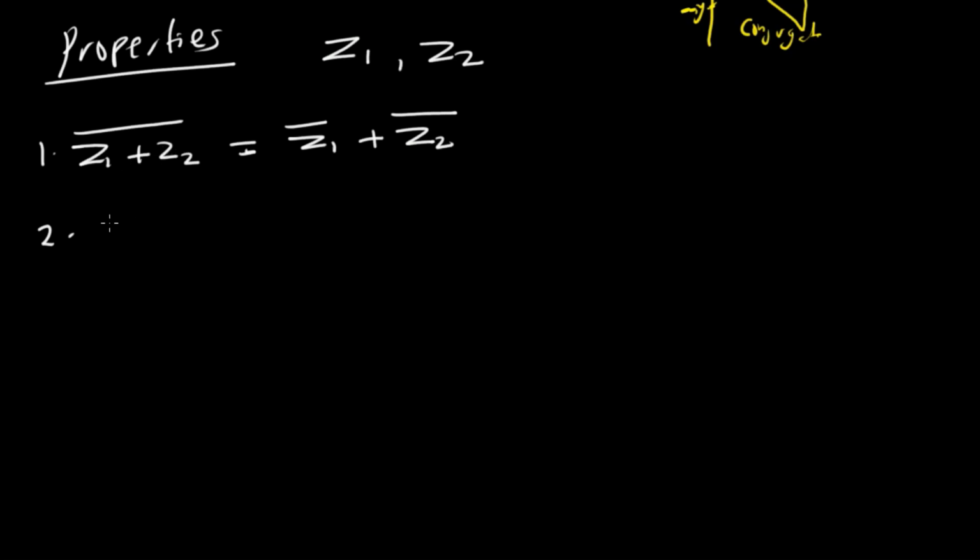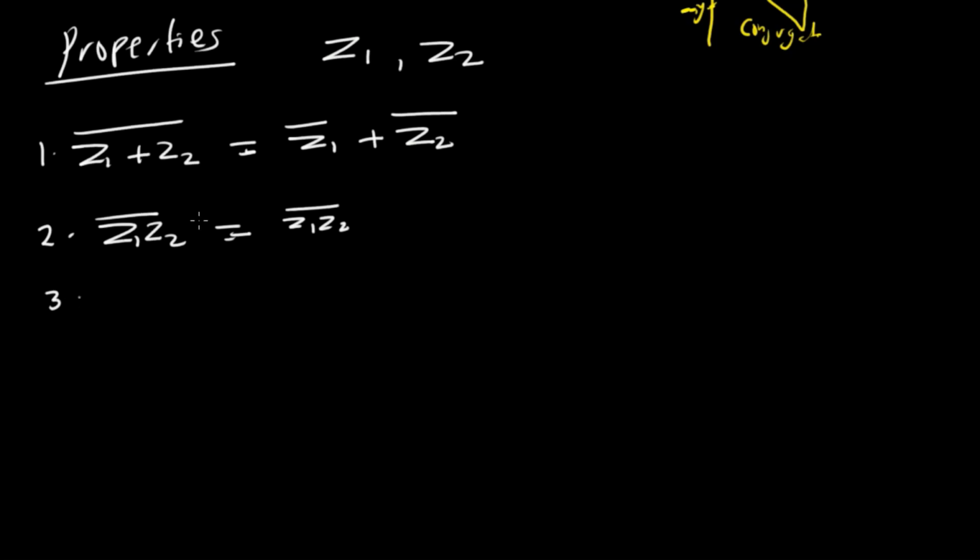The second one: if you are considering multiplication, we have z1, z2, and we find the complex conjugate. This is going to be equal to also something like z1 over z2. This is actually the same thing. It's not much of a property.